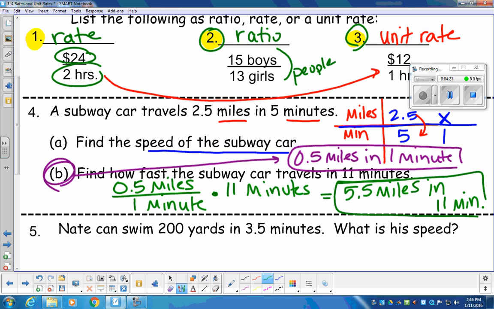Some kids would maybe set it up as two fractions. Any way that you can solve, but we need to come up with the answer that it's 5.5 miles in 11 minutes.